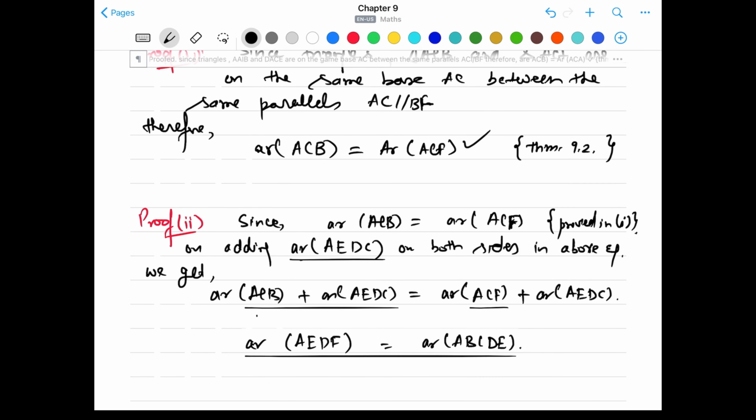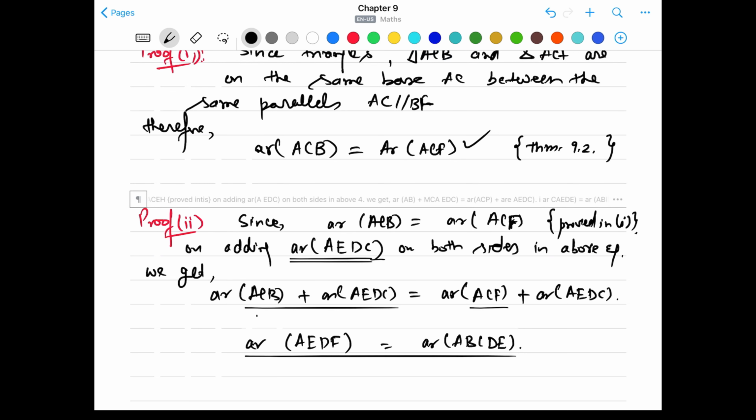Then by adding the area of this figure AEDC on both sides, we get the required result, which is that area of figure AEDF is equal to area of pentagon ABCDE. So that's the answer of question number 11.